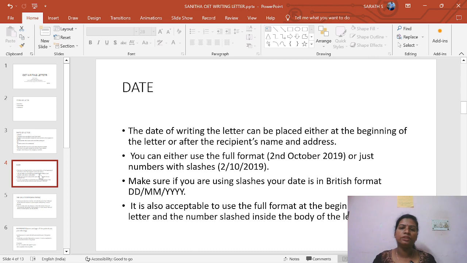You can use the full format, see the example I have written here: 2nd October 2019, or just numbers with slashes, 2/10/2019. Make sure if you are using slashes, your date is in British format, that is date, month, and year. It is also acceptable to use the full format at the beginning of the letter and the numbers with slashes inside the body. Both ways you can use it.